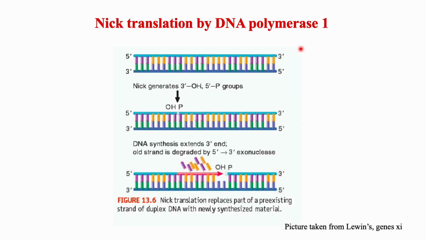This DNA polymerase 1 is a special type of polymerase. It has a 5 prime to 3 prime exonuclease activity. And what is this exonuclease activity? So this can be explained using Nick translation. This process is known as Nick translation. So what happens?